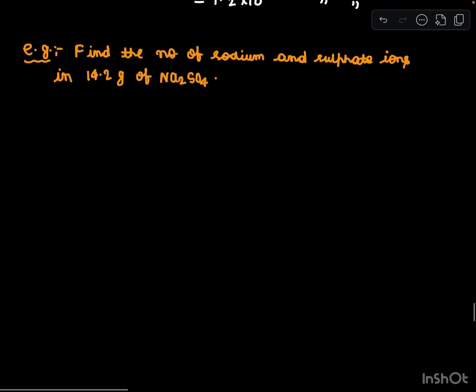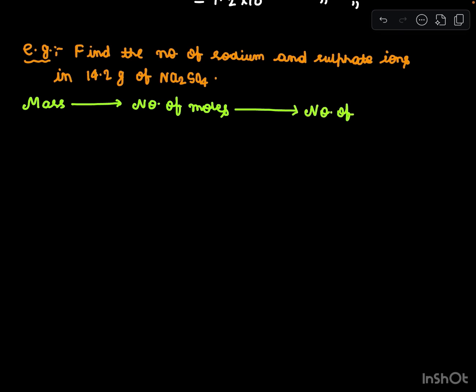Now let's come to this question. Find the number of sodium and sulfate ions in 14.2 gram of Na2SO4. We have to calculate the number of ions. At first, write the steps. We have mass. From mass, go to number of moles. From number of moles, go to number of ions. Now let's do it. How can we proceed?